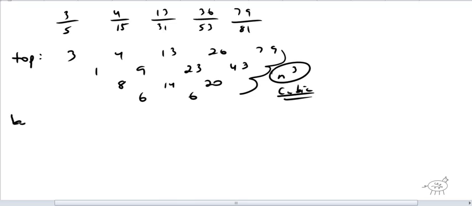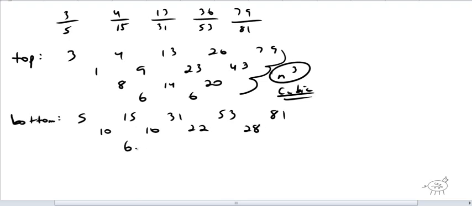Okay, the bottom is, let's look at 5, 15, 31, 53, and 81. If I look at these differences, it's 10, 16, 22, and 28, and then the difference between those is 6, 6, and 6. So it went twice down, so it's n squared, or quadratic.